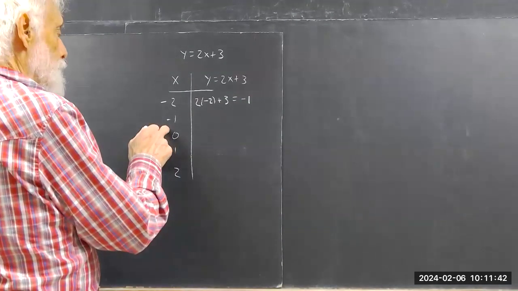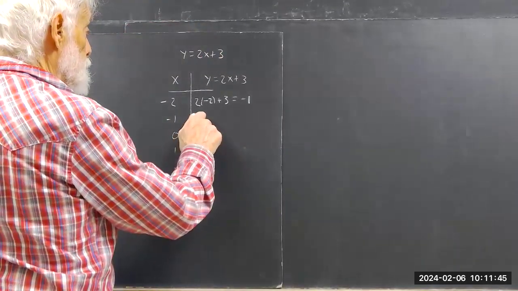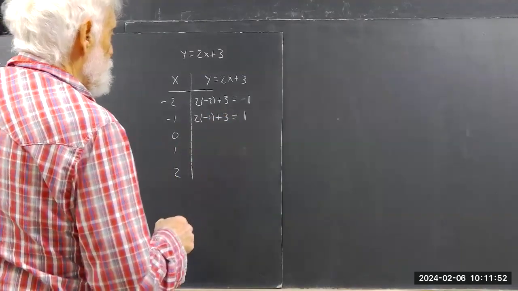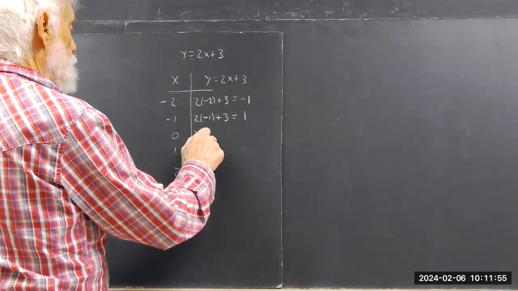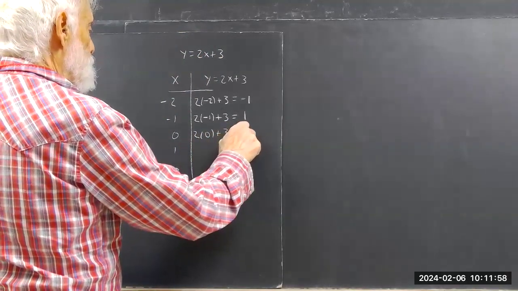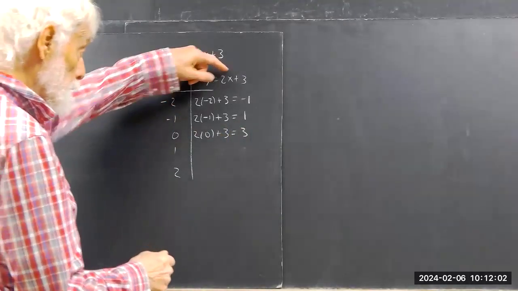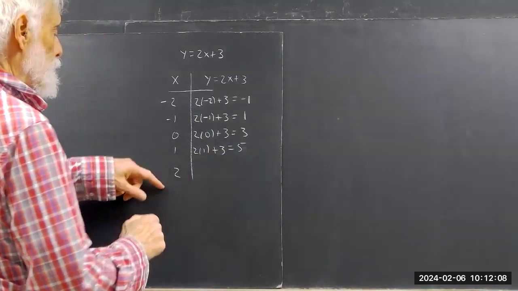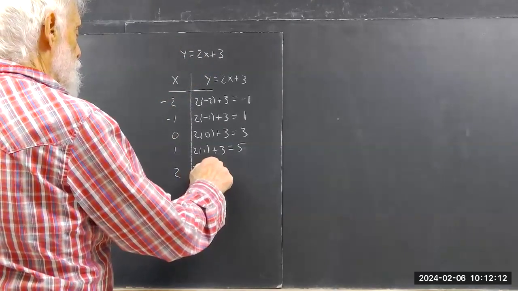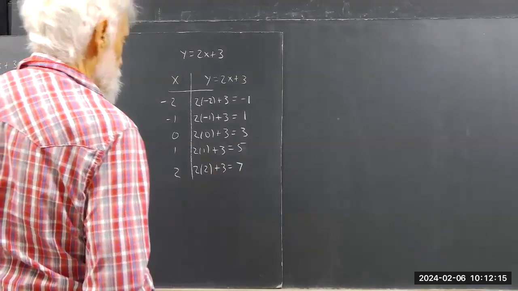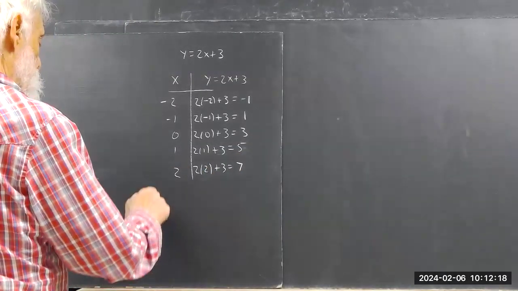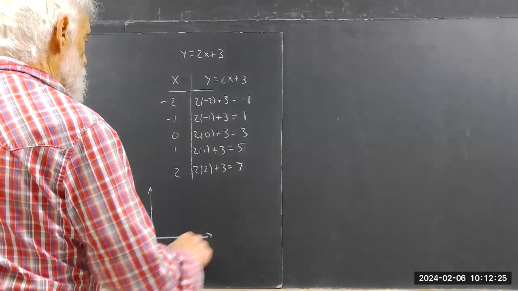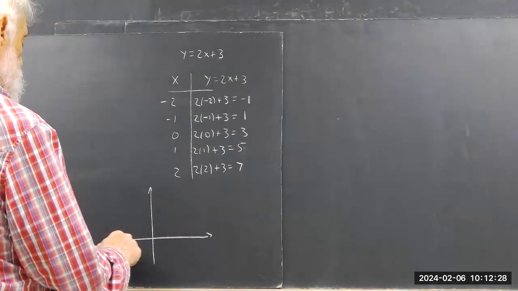Then, if x is -1, you're going to put -1 in for x, and you're going to get 2 times -1 plus 3, and that's going to equal 1. Put in 0 for x, you're going to get 2 times 0 plus 3, and that's 3. And you put 1 in for x, you get 2 times 1 plus 3, which is 5. And then you put in 2 for x, you get 2 times 2 plus 3, which is 7. So now you can get the graph. Okay, for x values go from -2 to 2, so we'll put -2 here.